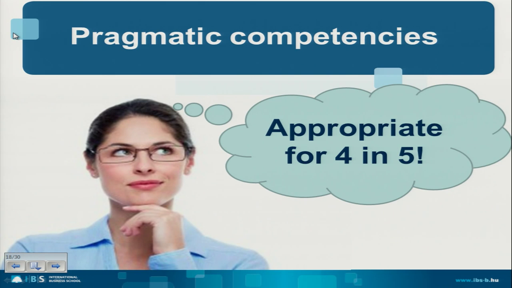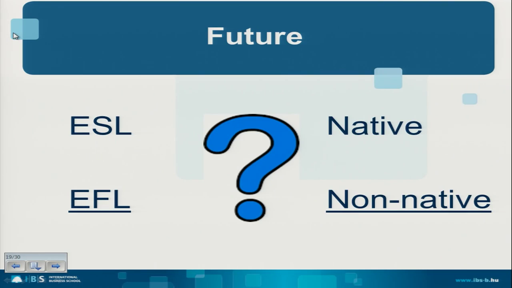And I would like to propose that we need to be making our students capable of being appropriate for four out of five situations, not one out of five. And that means looking at the standards of English as a foreign language and bringing back the non-native communicator, not just teacher, into the center of attention.